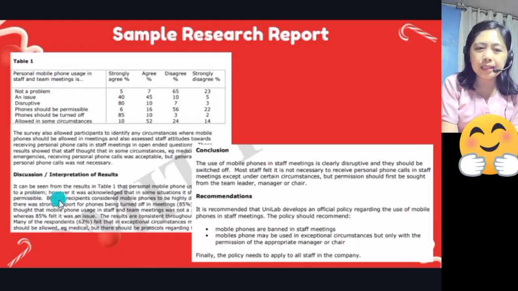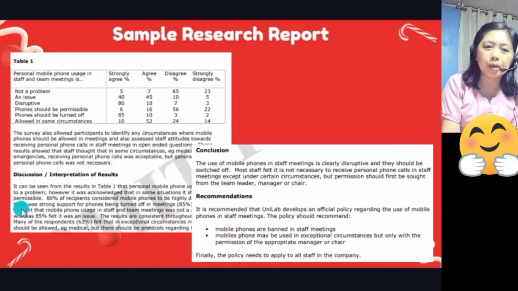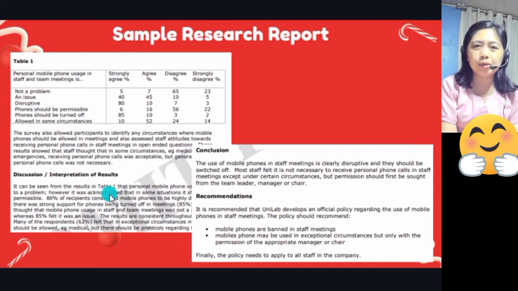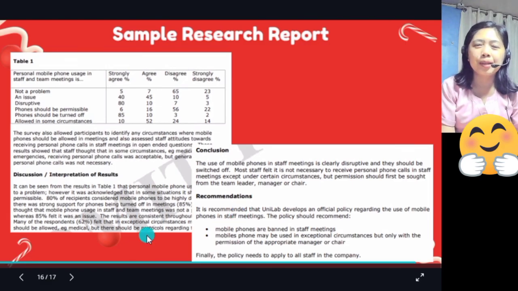It can be seen from the results in table 1 that personal mobile phones is a problem. However, imo din i-explain ang interpretation sa imong result. Then you do have your conclusion afterwards. The use of mobile phones in staff meetings is clearly disruptive and they should be switched off. So na-conclude according sa iyang interpretation of results. After which, maka-recommend na dayon ka. Recommendation, makakuha ka og basihan ani sa imong conclusion o sa imong interpretation of results.